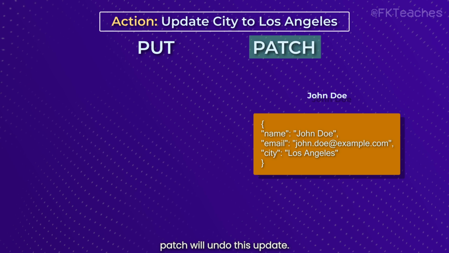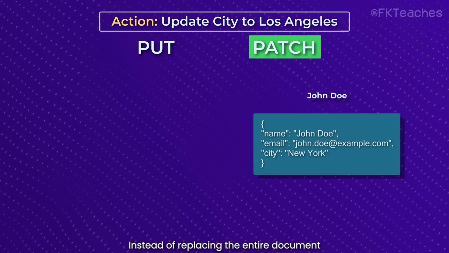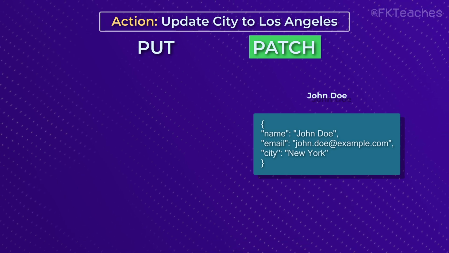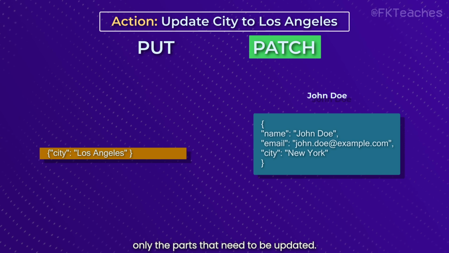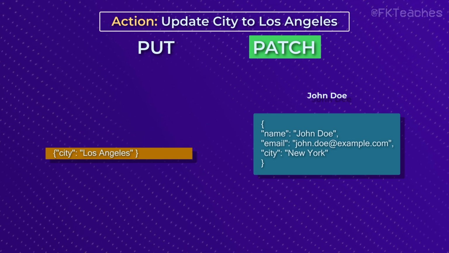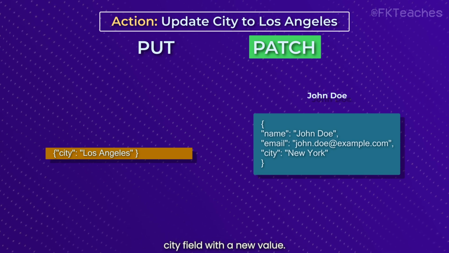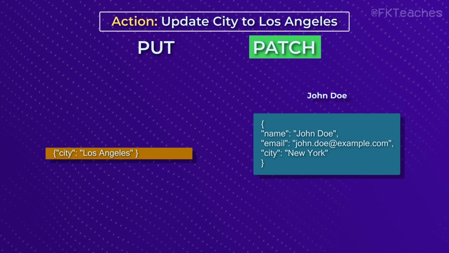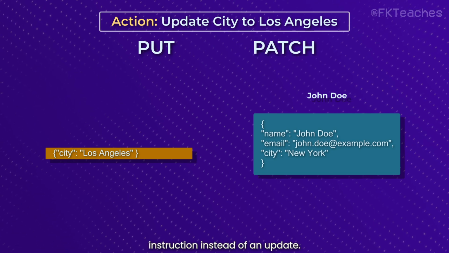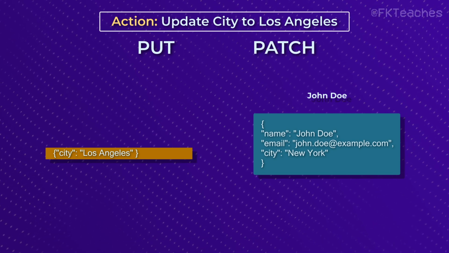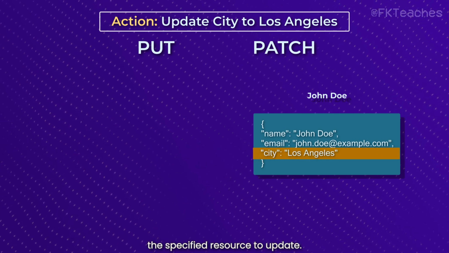Now let's look at how patch will handle this update. Instead of replacing the entire document with a new one containing the update, patch will send a document containing only the parts that need to be updated. In this case, a JSON object with only the city field with a new value. This is why some refer to patch as sending an update instruction instead of an update. It simply tells the server which parts of the specified resource to update.